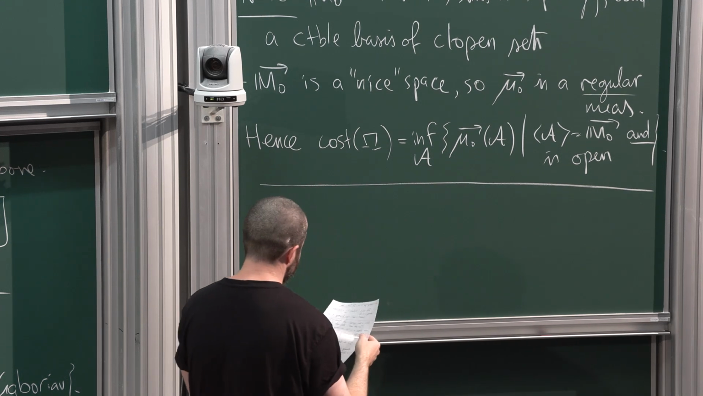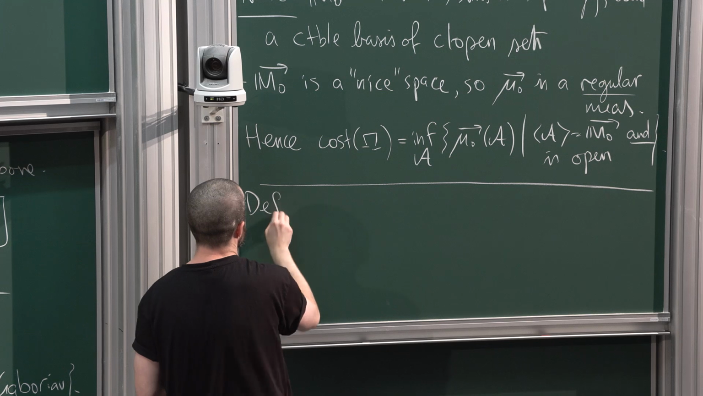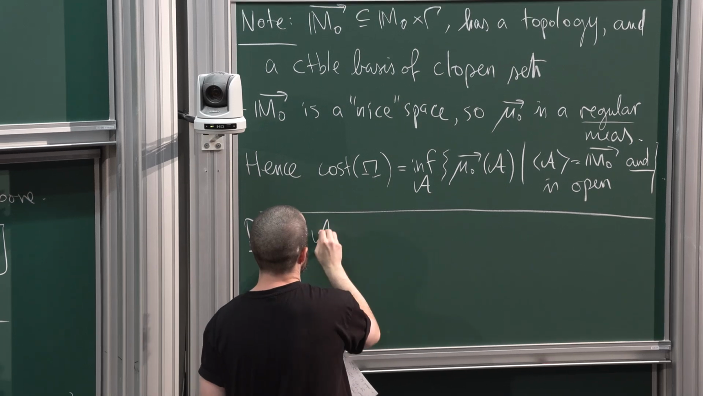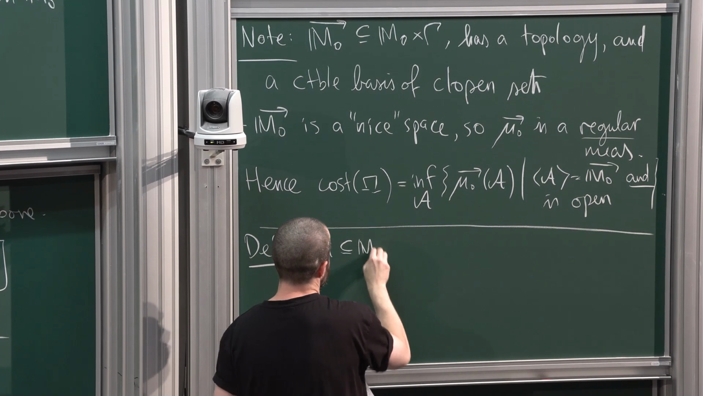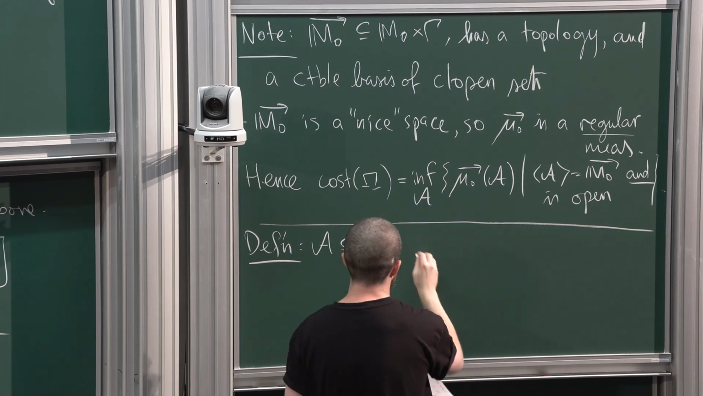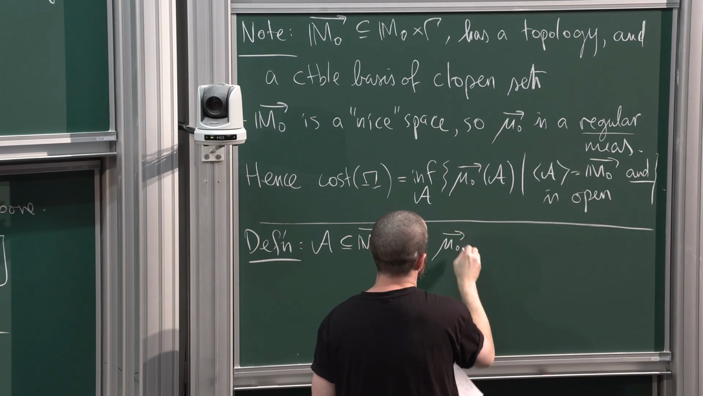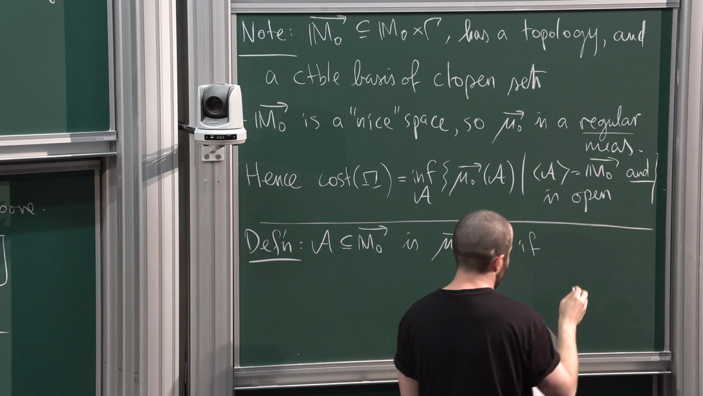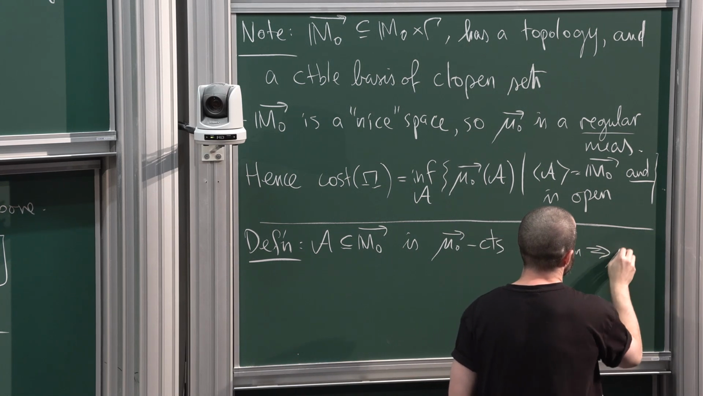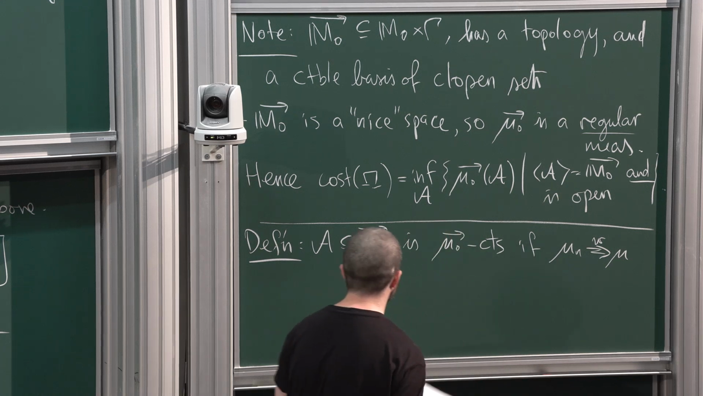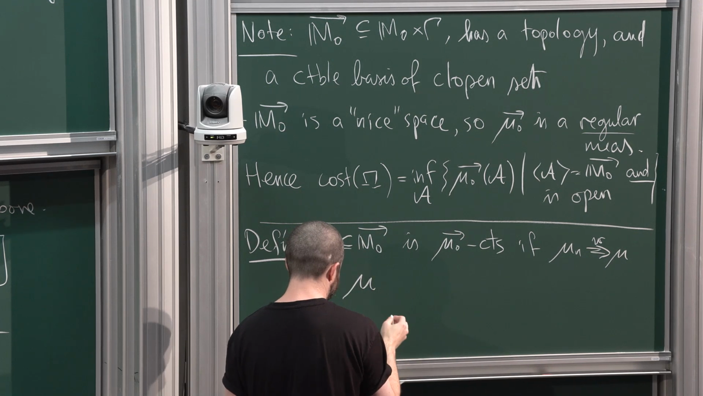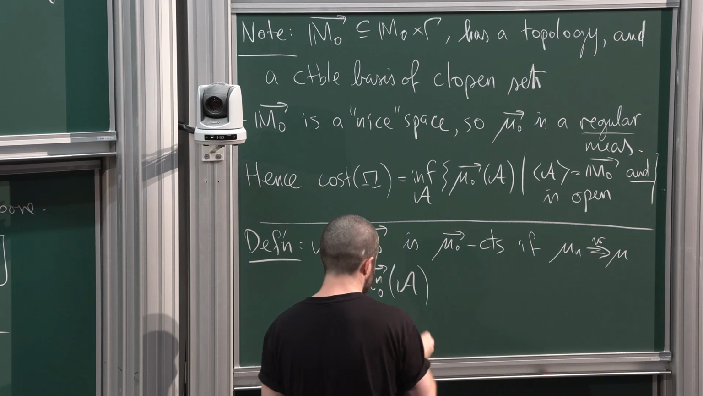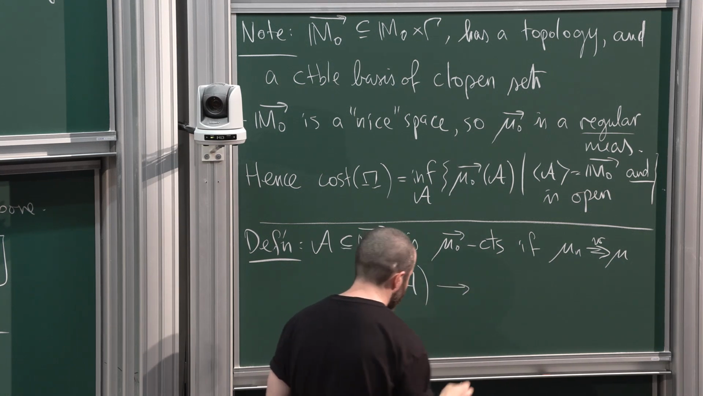I promised no definitions, but I'm a liar. Definition: I say that a collection of arrows is continuous for this measure, for the arrow measure, if, whenever you have mu n weakly converging to mu, you get the corresponding convergence for the sequence of arrow measures. The notation gets a little cramped, I'm sorry about that. This is another reason why it's better to write things in terms of probability. But anyway.